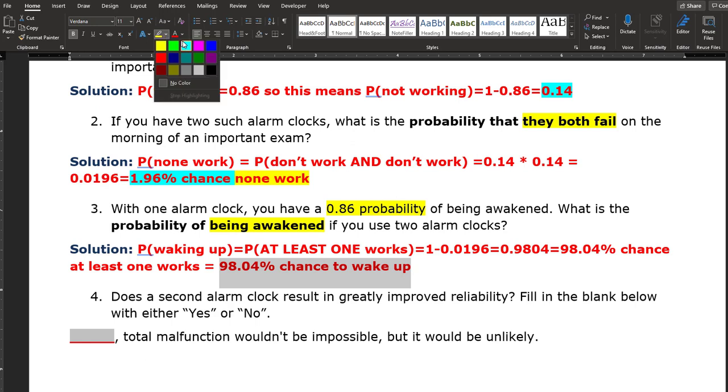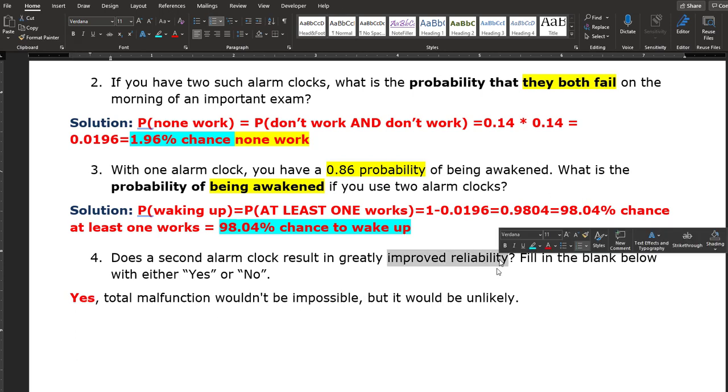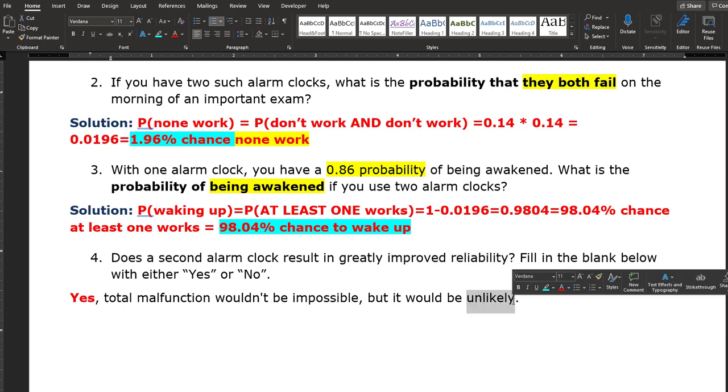And you did improve your reliability. With one alarm clock, you had an 86% chance to wake up. Now with 2, you have 98%. You did definitely increase your overall reliability on your system of waking up in this case. So yeah, you did improve it. You could still have malfunction, but now it's definitely unlikely that you're not going to wake up. You've lowered it below 5% chance of not waking up. So you definitely improved your overall reliability.